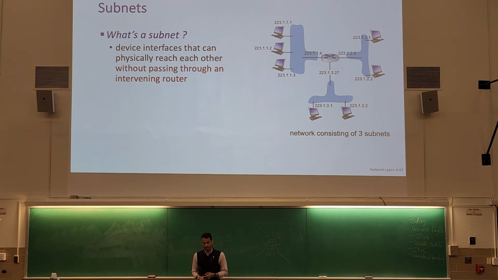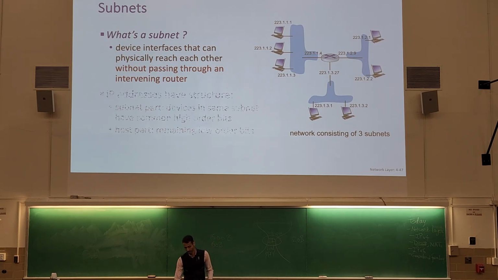So it's a contiguous portion of the network, to traverse which you don't need to go through an intervening router. That defines the subnet, okay?